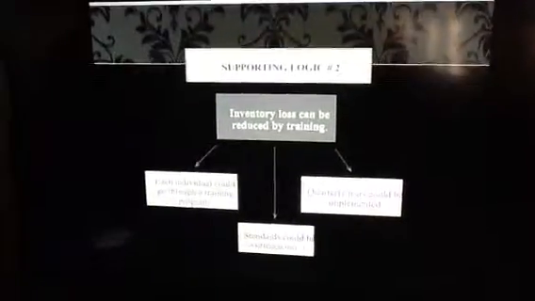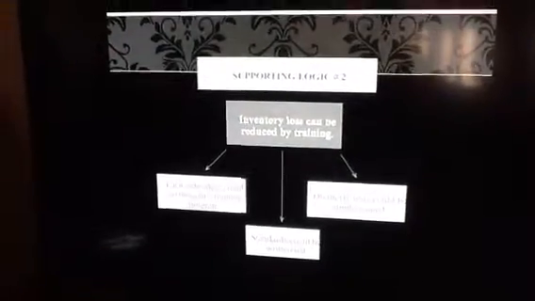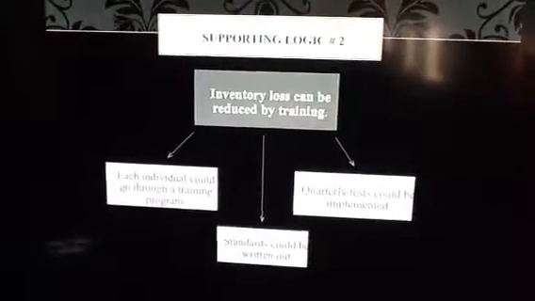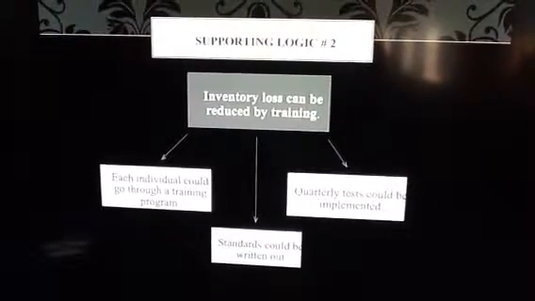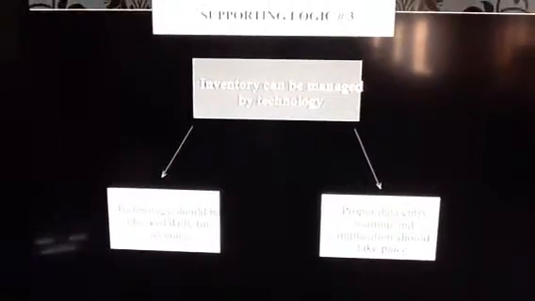Supporting logic number 2 is that inventory loss can be reduced by training. Each individual could go through a training program. Standards could be written out and quarterly tests could be implemented. And supporting logic number 3, the last one, is that inventory can be managed by technology. Technology should be checked daily for accuracy, and proper data entry training and implementation should take place.